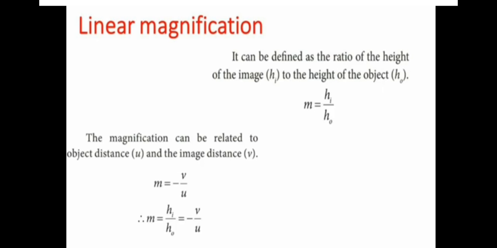The magnification can be related to the object distance u and the image distance v. M is equal to minus v by u. So M is equal to hi by ho, which is equal to minus v divided by u.